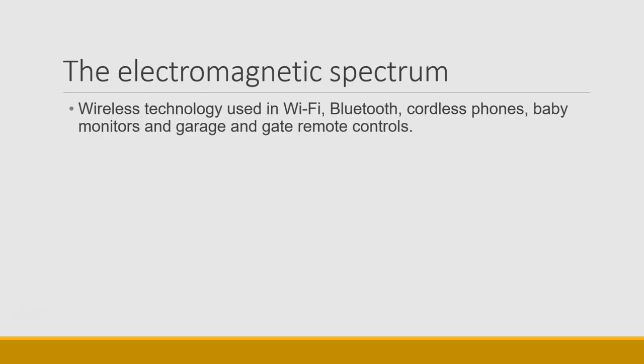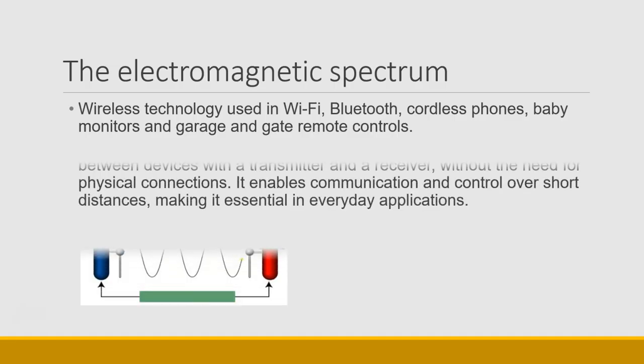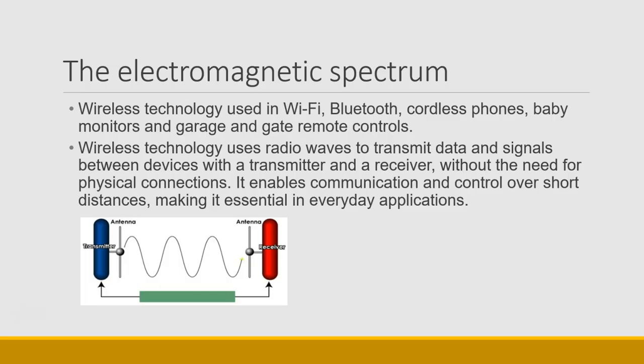Radio waves are also used in wireless technology, in Wi-Fi and Bluetooth, cordless phones, baby monitors, garage remote controls, and gate remote controls. The wireless technology uses radio waves from a transmitter to a receiver. So the signals are created in the transmitter and they travel through space towards the receiver. And that enables communication and control over short distances. So we can use it in everyday applications like Wi-Fi in our homes, like cordless phones in our homes, remote controls for the gate, etc.